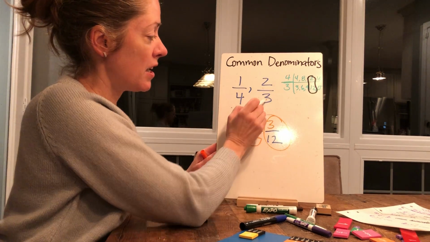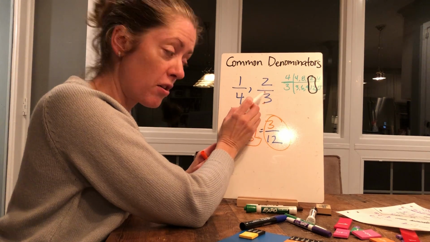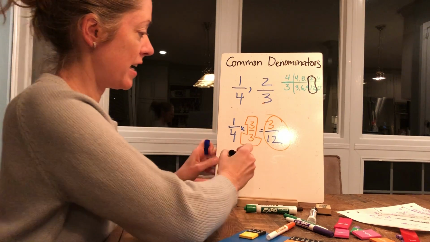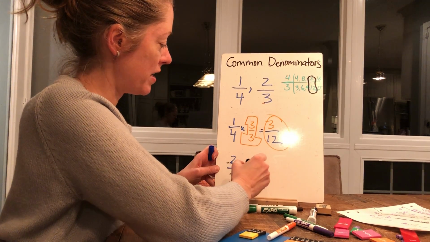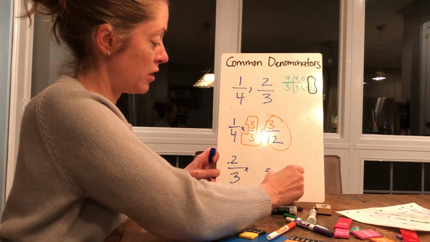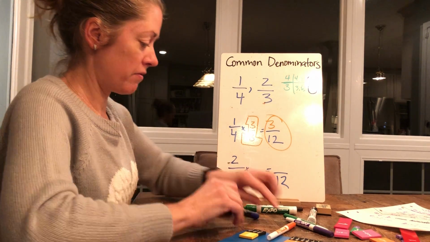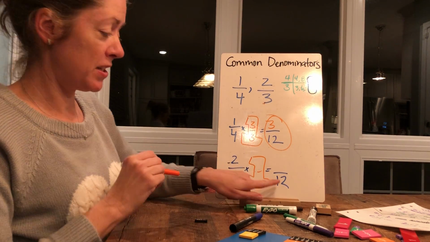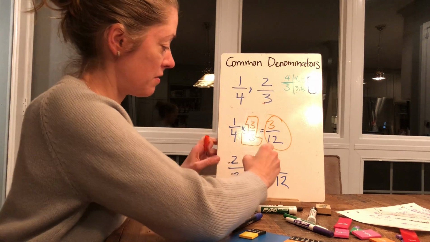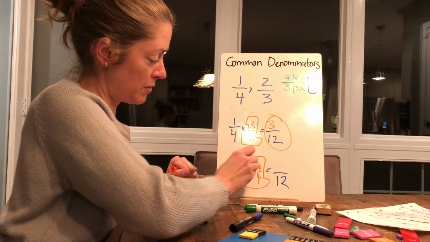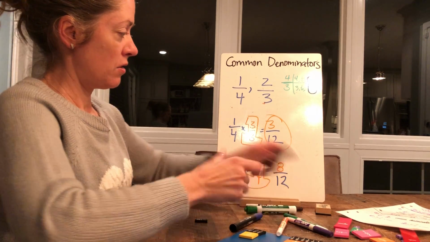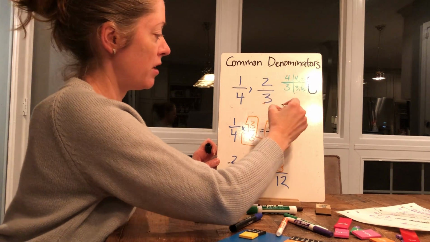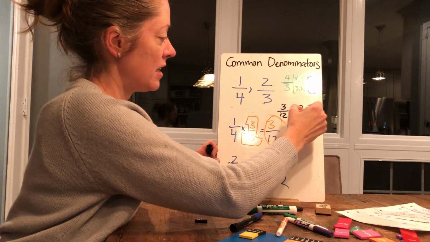Then we need to find an equivalent fraction to 2/3 that also has 12 as the denominator. So again, we're going to use the magic 1. And we know 12 is going to be here as our common denominator. Okay, so how do we go from here to here? Times 4. So we're going to do 4/4. 2 times 4 is 8. So our final answer would be, and I just don't have room to write it, 3/12 and 8/12.